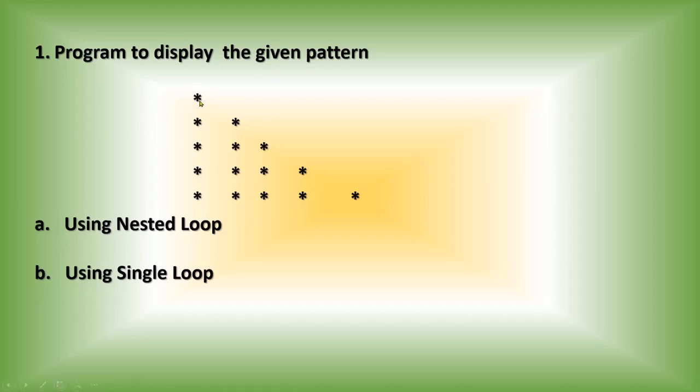See that first row has only one star. Second row, only 2 stars. Third row, 3 symbols. Fourth row, 4 symbols. That is all you have to think in mind. First row 1, second row 2, third row 3, like that. You can do it by using nested loop or single loop. We will discuss both methods.